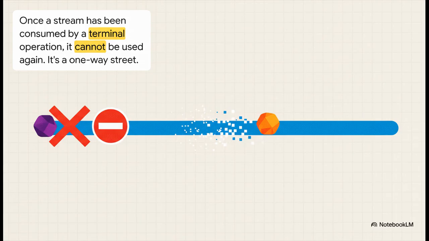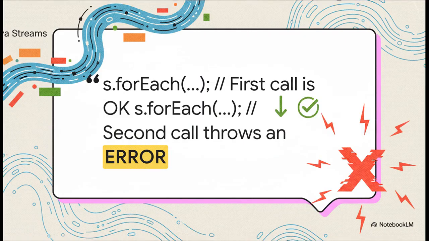Rule number 2 is a huge gotcha that trips up a lot of people when they're starting out. A stream is like a concert ticket. Once you've used it, it's spent. After a terminal operation runs on a stream, it's considered consumed, and you can't, for any reason, use it again. And this code shows it perfectly. We make a stream, right? The first call to .forEach works like a charm, no problem. But then, if you try to call it a second time on that exact same stream variable, nope, you're gonna get an error. The stream has already been used up and closed.